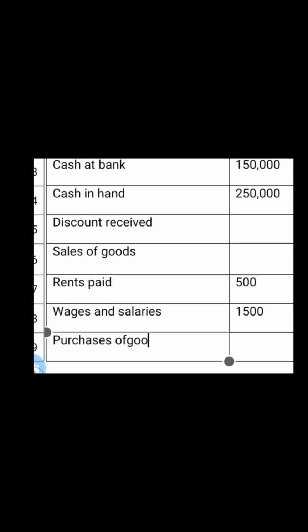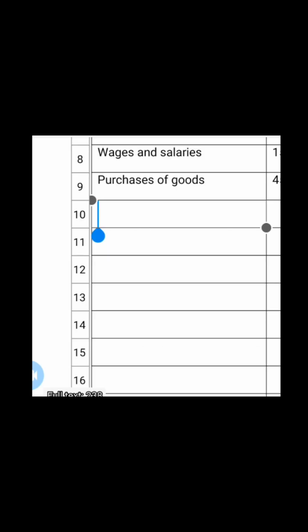So it is debited. Then we have purchases of goods. Purchase of goods as well is the main expenditure of an enterprise. A business cannot function without buying and selling goods. So buying is an expenditure and then selling is an income. So since the purchases of goods is an expense, it is going to be debited.